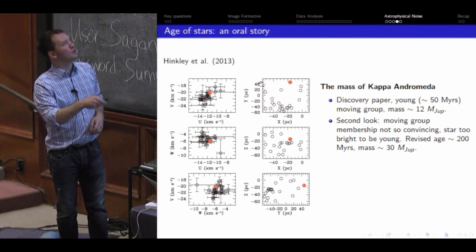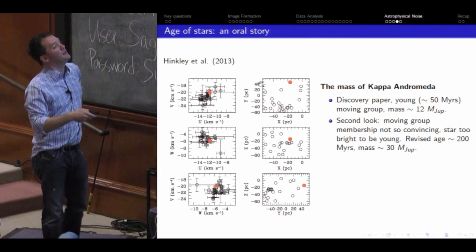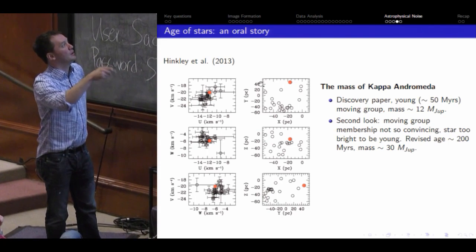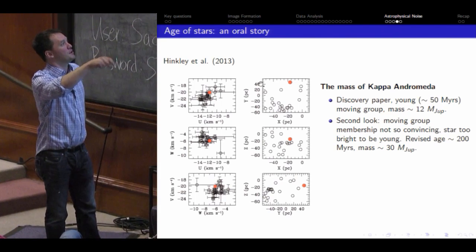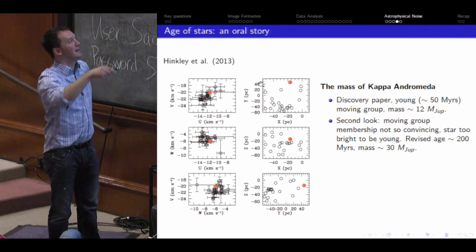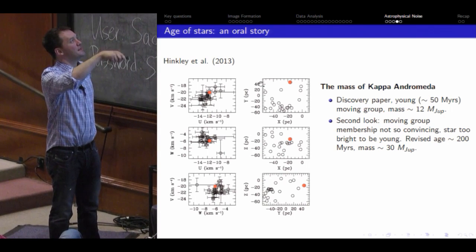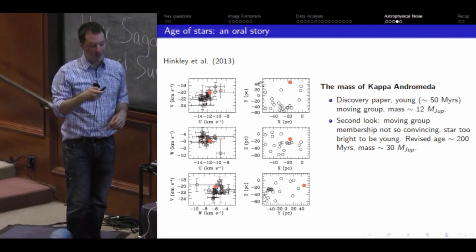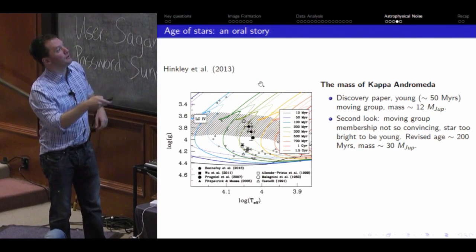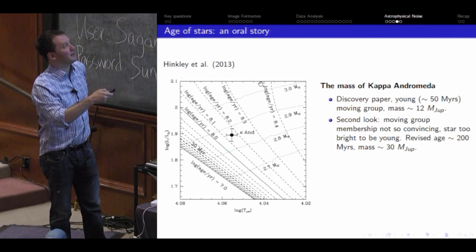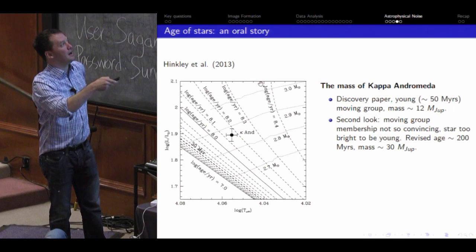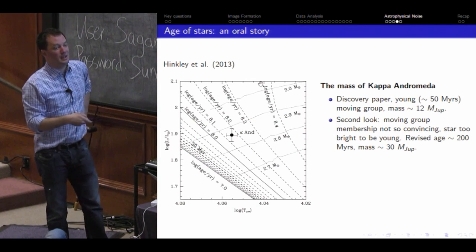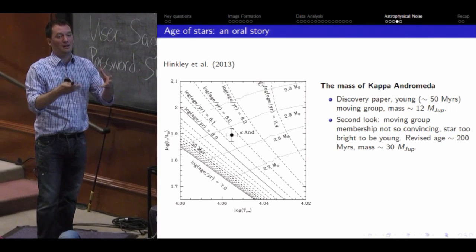You have a look at the moving group hypothesis, and you look at the position on the sky and the motion on the sky, and it doesn't look very, very convincing in terms of motion or in terms of position. You have a look at isochrones, and the story here is that the star itself looks really too bright to be young.